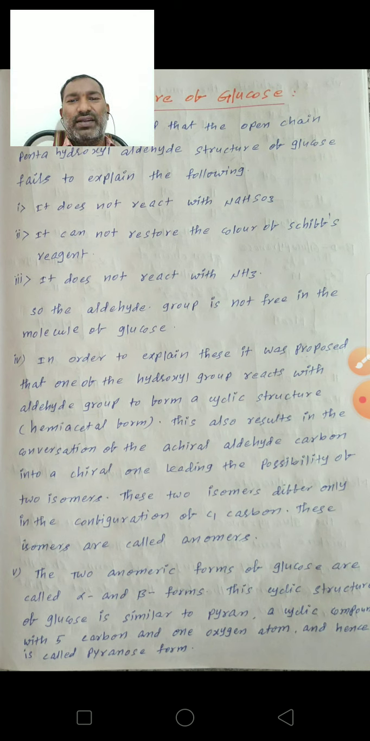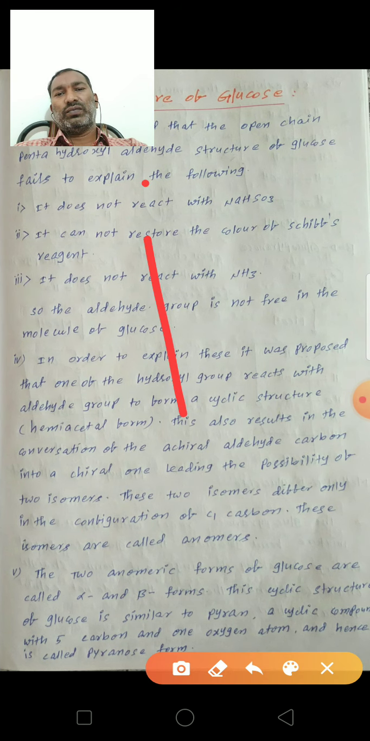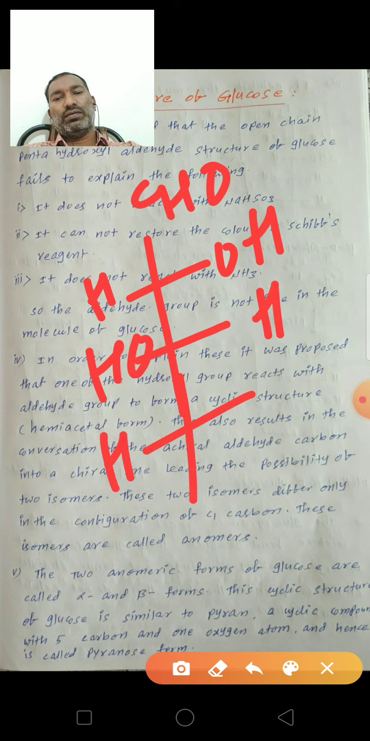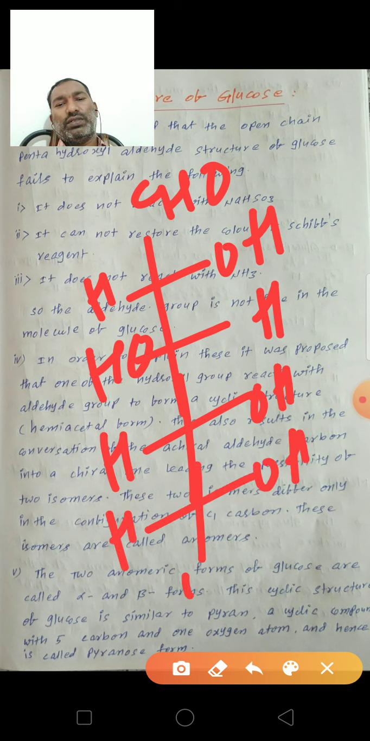So next, in order to explain this, it was proposed that one of the hydroxyl groups reacts with the aldehyde group to form a cyclic structure, that is, a hemiacetal form. So here glucose contains this molecular formula: H-OH, OH-H, H-OH, H-OH, CH2OH.